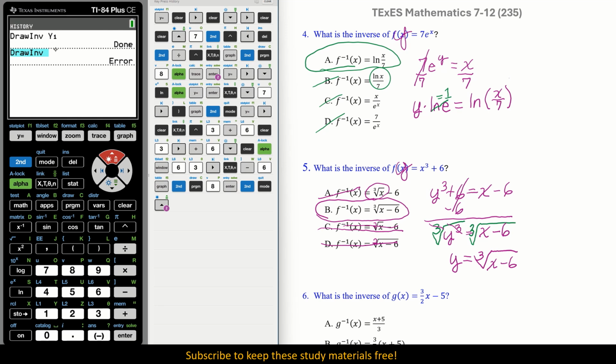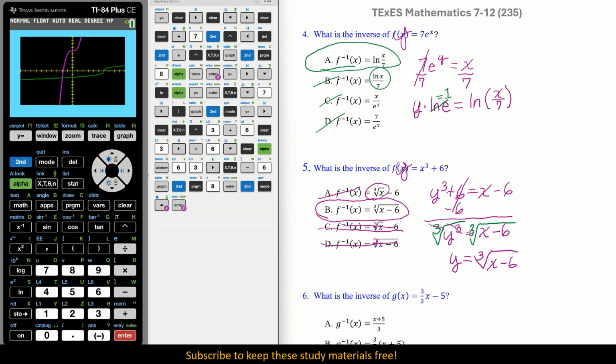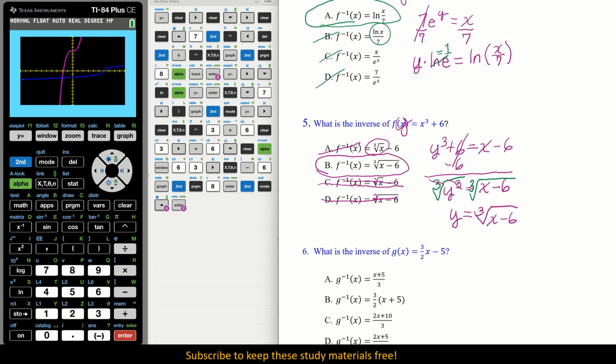So I didn't put the Y1 because I stopped myself. It doesn't matter. I'm just going to go up, grab what I had, enter. It brings it down. Now I push enter again. And there it is. What I forgot to do was my alpha trace and get my Y1, but it didn't matter because I could capture. But we verified the selection. So B is correct. Okay.